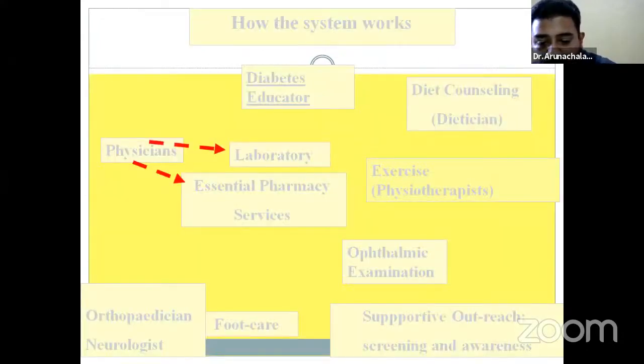Now, you all would be wondering what is the role of the diabetic educator here? And I would like to tell you that in current scenario, a patient will directly go to the physician if he is having diabetic problem, and the physician will refer him to the laboratories. Once the laboratory report comes, he will ask him to take up some medication, and the patient will go to the pharmacy and then he'll take the pharmacy service and he'll go home.